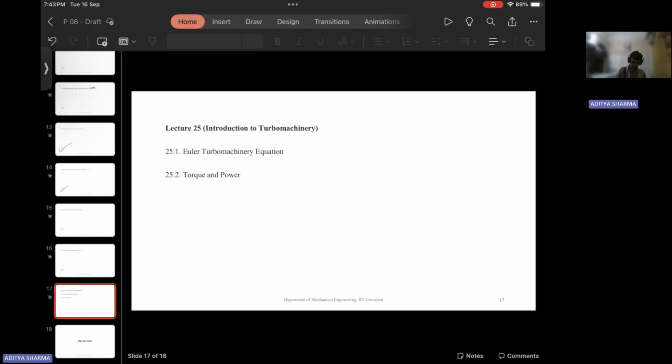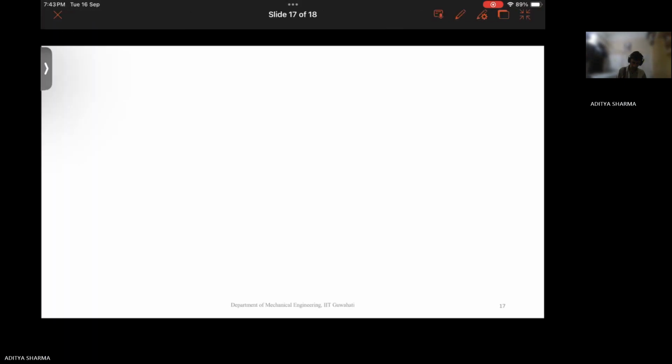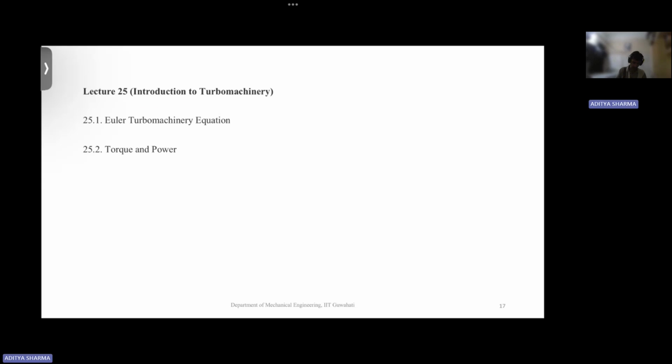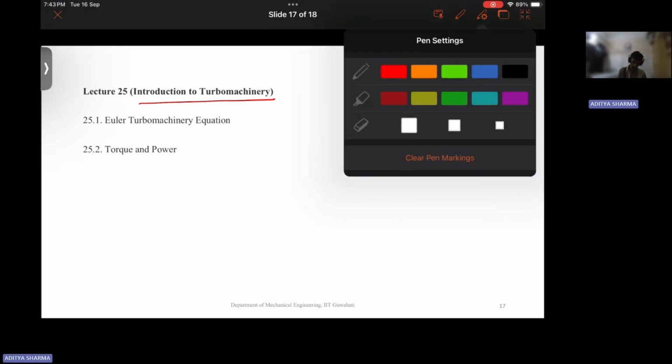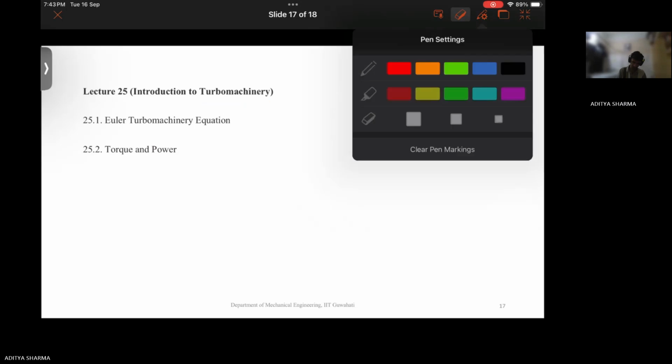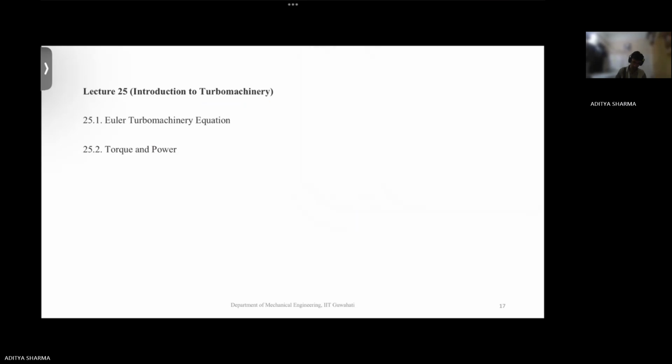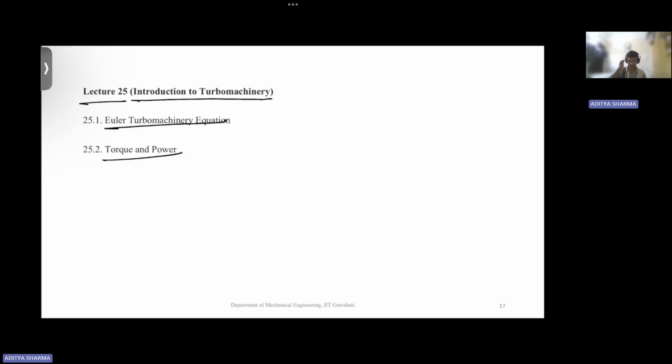So lecture number 25, introduction to turbomachinery. The Euler turbomachine equation, torque and power. These are the two main expressions.